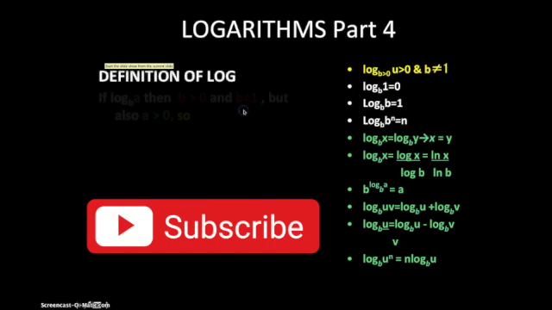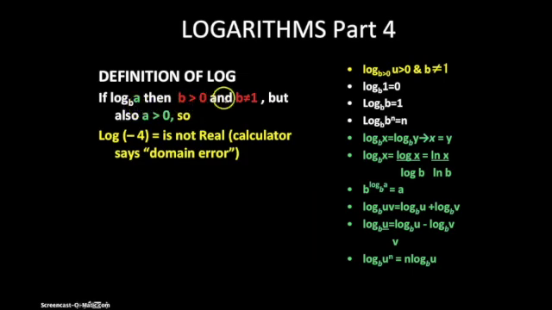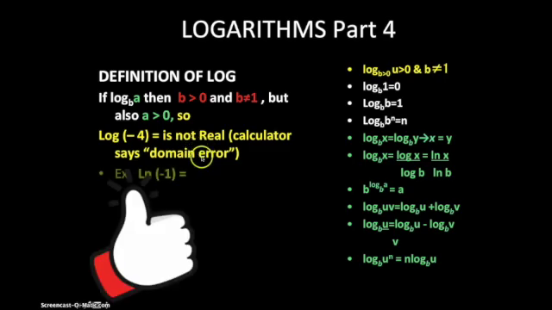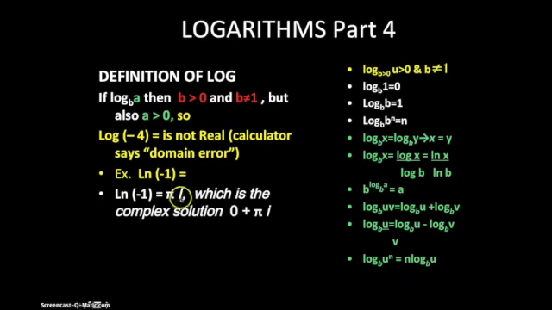I want to remind you again of the basic definition of a logarithm: the base b here has to be greater than 0, cannot be negative, and neither can it be 1. But the a up here has to be positive. So when you have log base 10 of negative 4, it's not a real number. Example, natural log base e of negative 1, not a real number. However, it does have a solution which is called pi i, which is a complex solution, and people who have a calculator that can do that would see this answer.